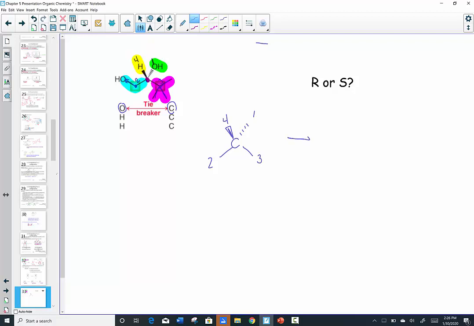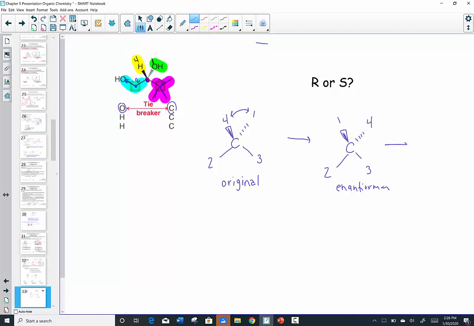Now let's flip once. Do one swap. I want to swap 1 with 4 so that when I do so, I can get number 4 to the back. So let's swap out. The wedge becomes number 1 and the dash becomes number 4. 2 and 3 are still in the same plane, but this is the enantiomer. It is the mirror image, non-superposable mirror image. It has the opposite conformation of what you want, enantiomer.